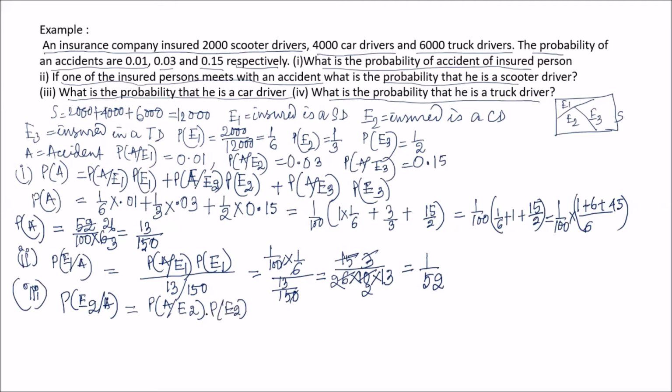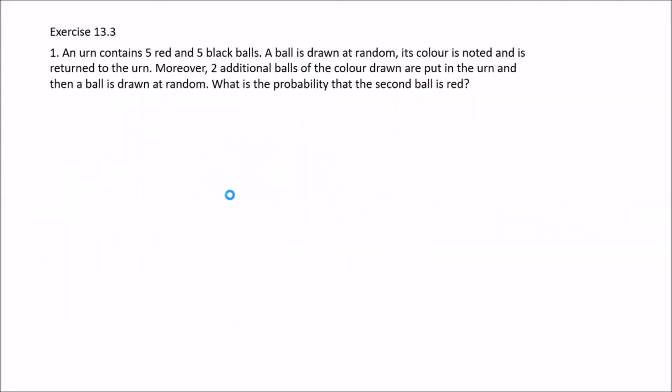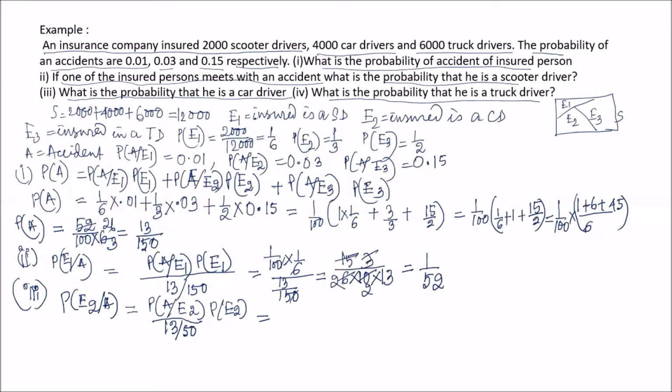And the denominator will be the same as your total probability. It will be 13 by 50. Now see this one. It will be 1 by 3 into your 1 by 100. I hope you have calculated. Now you followed, you can get the other one also. So it will be 2. It will be your 1 by 78.